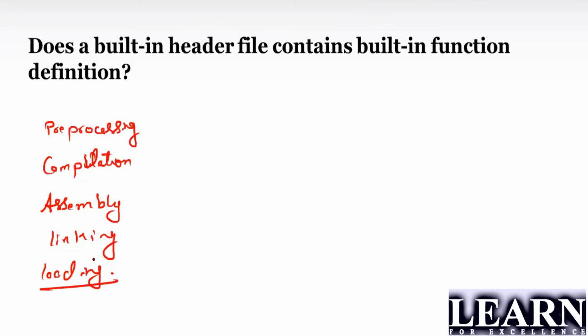The next one is compilation. In the compiler, the expanded source code will be converted to assembly code. And what happens with the assembler? This assembly code will be converted to object code. Till here, no problem. Assembly code will be converted to object code.